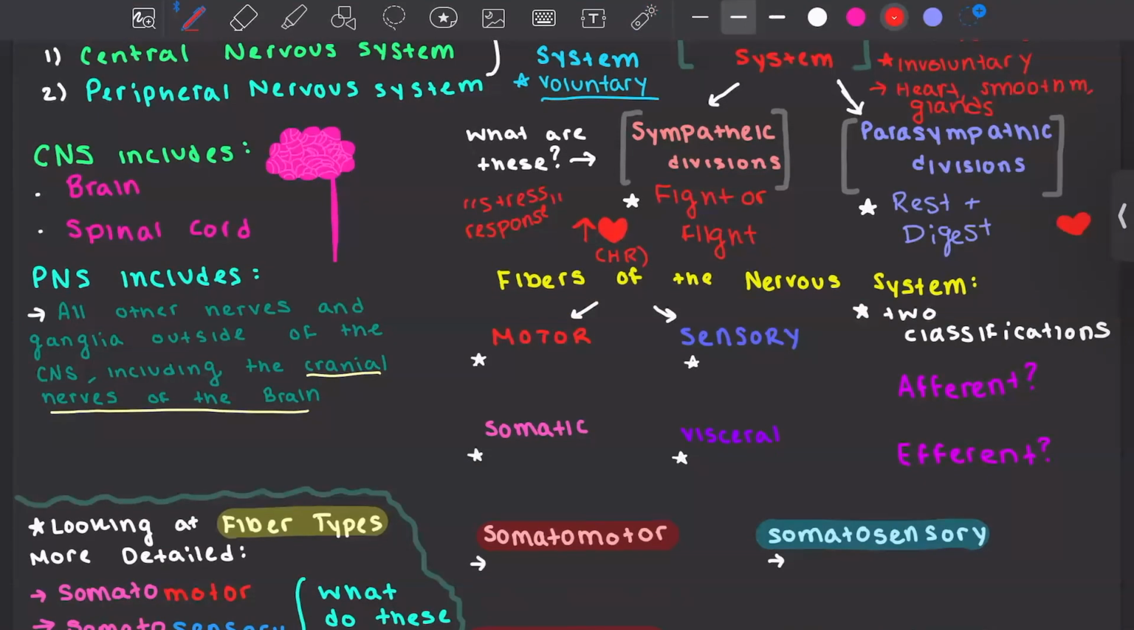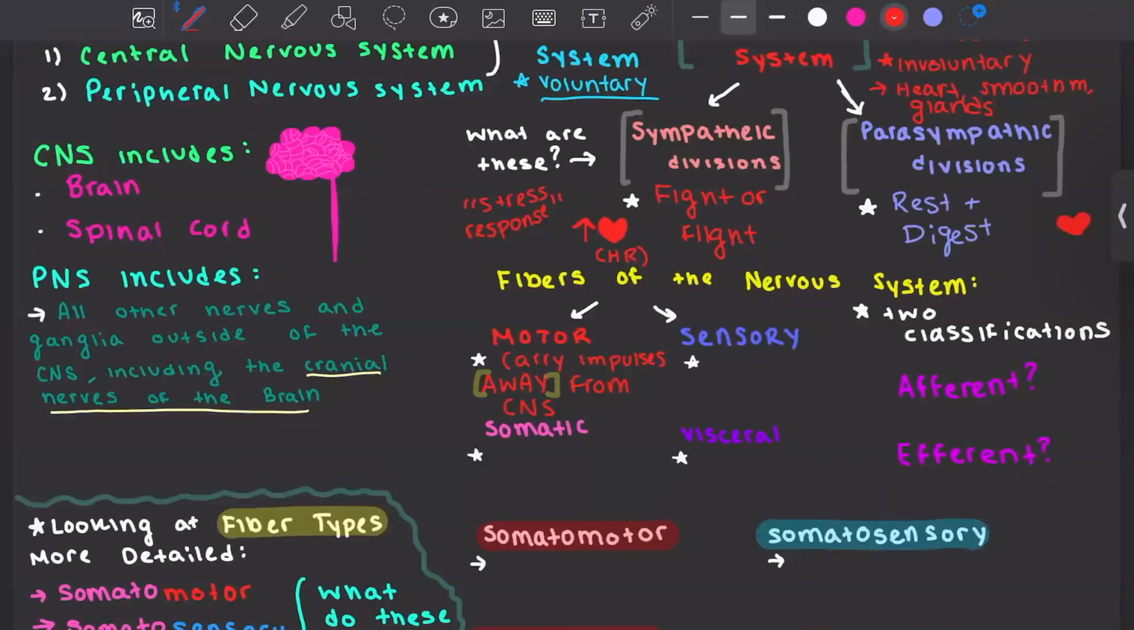So motor fiber type is going to carry impulses away from the central nervous system. Okay, so it's carrying away from the central nervous system. That is the main thing you need to know about. Away from the nervous system.